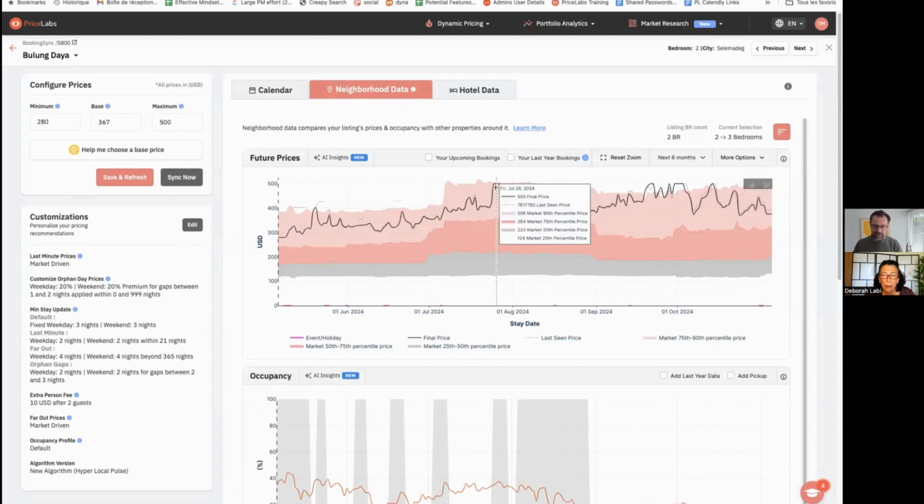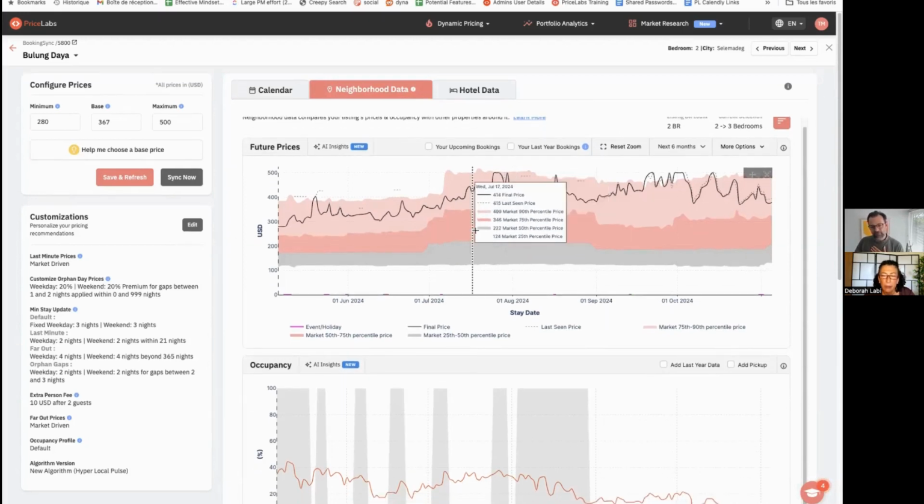For example, the dark line is the pricing for my property within this market. So I can see I'm high, but not always the highest. And you can see it's a market where summer is higher, and then things go down, but my pricing is a bit more dynamic compared to the market.